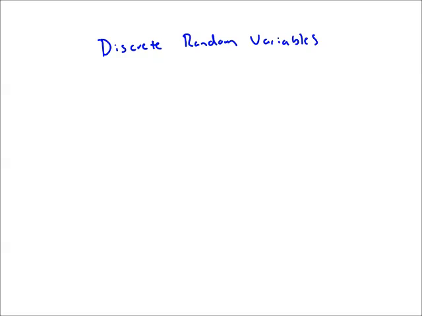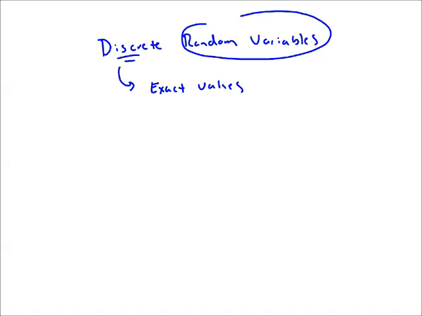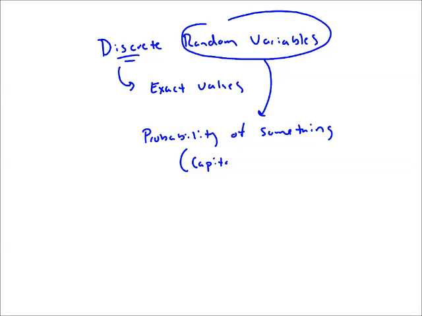Looking at the world of discrete random variables. Discrete means exact values. Random variables means probability of something. And when we do that, we use capital letters. In other words, probability of capital X, probability of capital Y, probability of capital A, whatever. We use capital letters when talking about random variables.